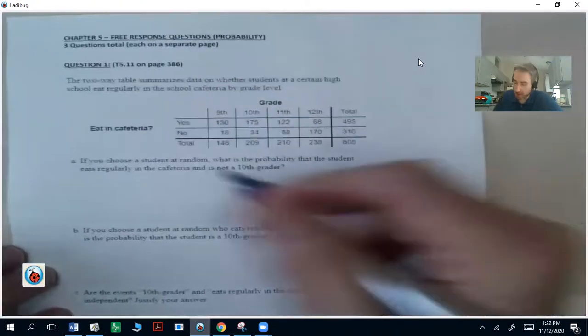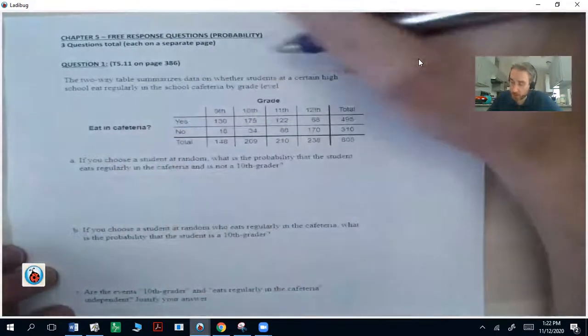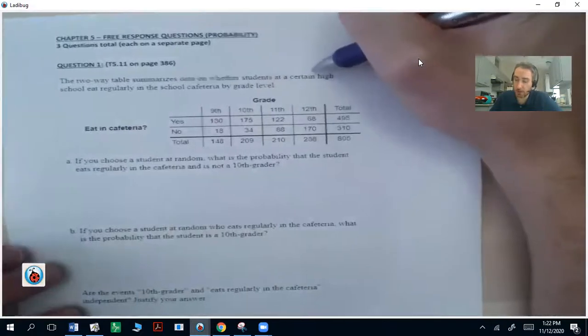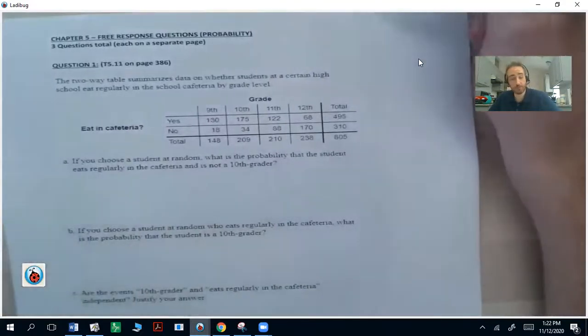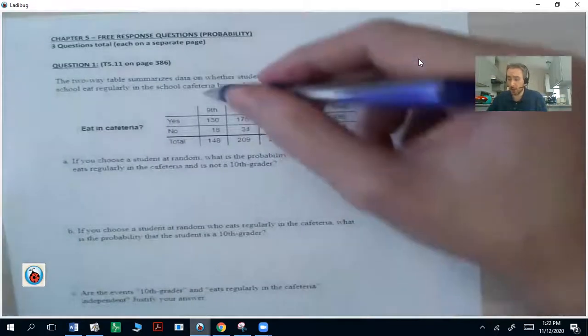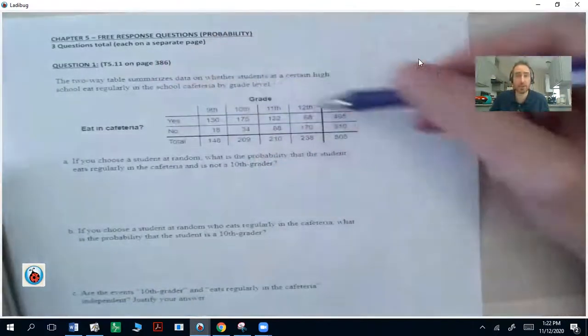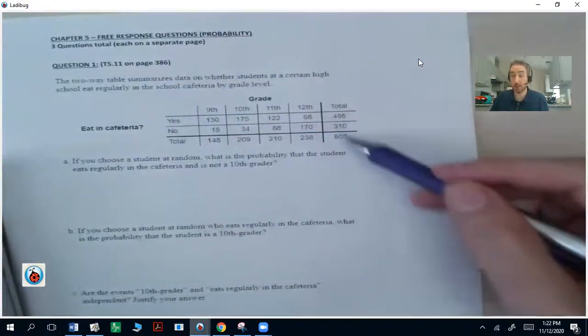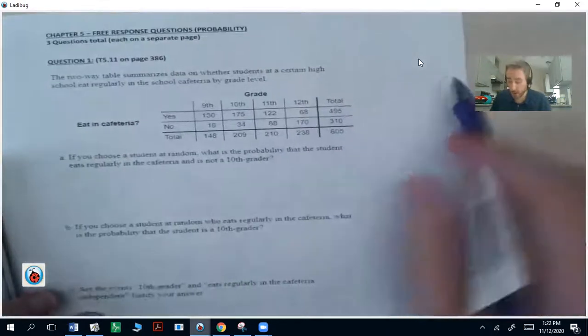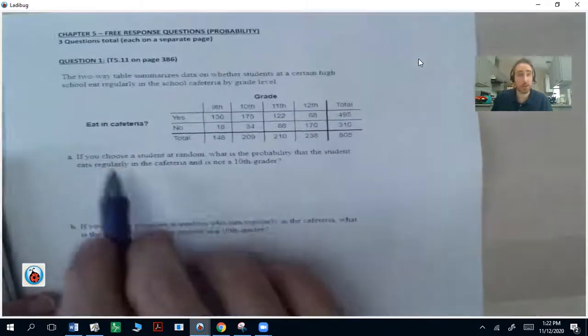All right, the question. The two-way table summarizes data on whether students at a certain high school eat regularly in the school cafeteria by grade level. It's got grade as the variable and eat in cafeteria as the variable. And it's got all your totals here at the end, which is nice. We don't have to add those together. And we got a few questions related to it. So let's look at question A.